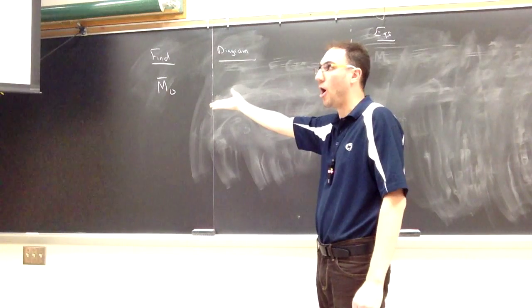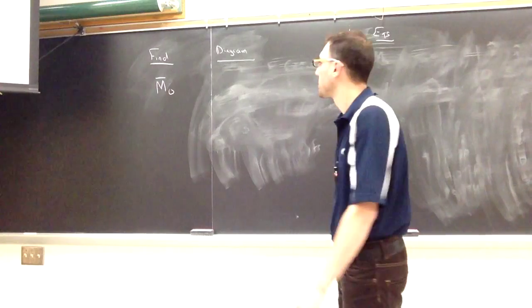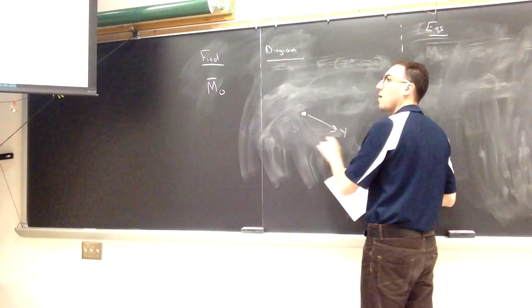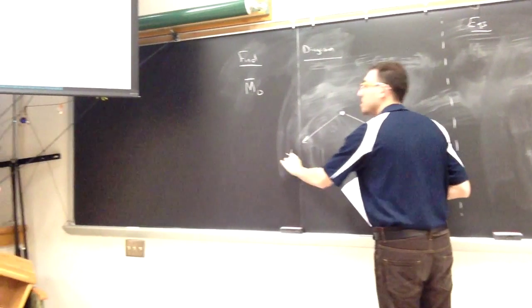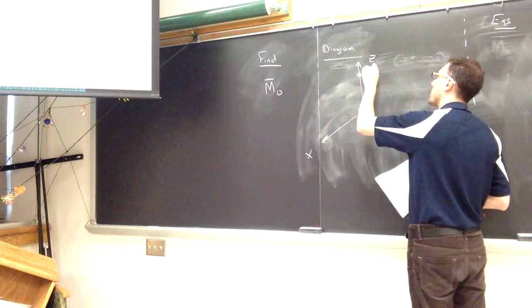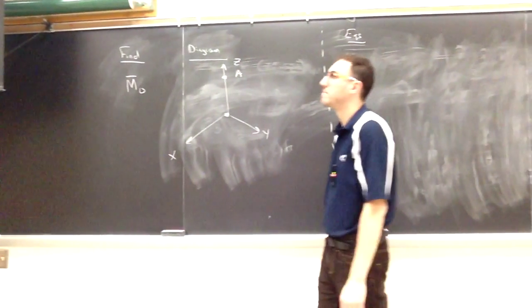We want the moment around O as a vector caused by these two forces in this case. If we draw our diagram, we have the origin, our y-axis, our x-axis, our z. Up here I have a point A.